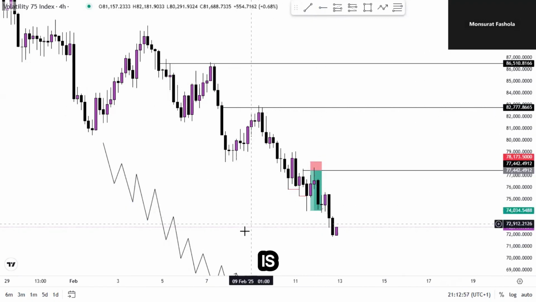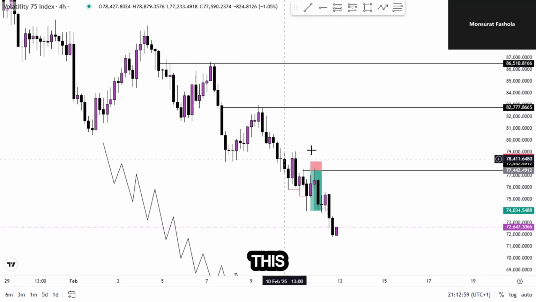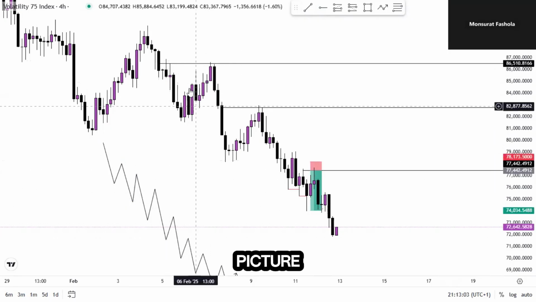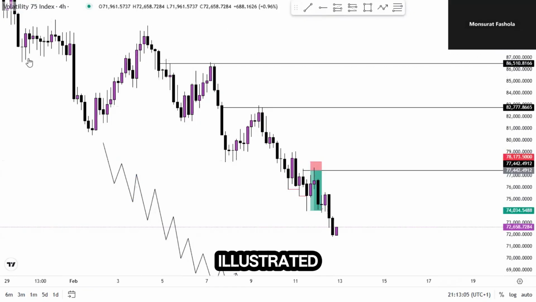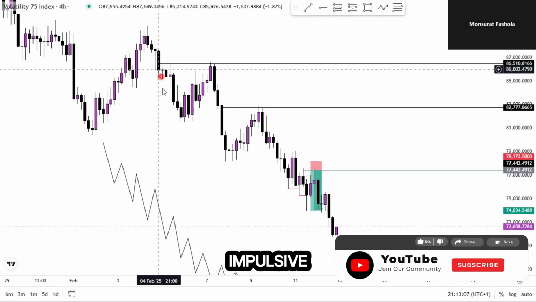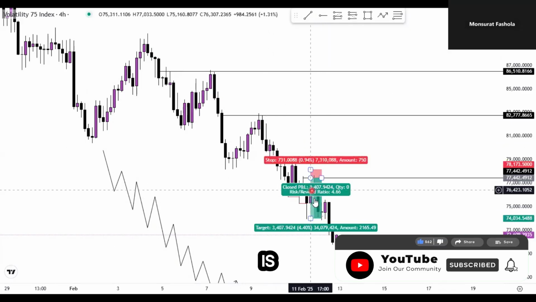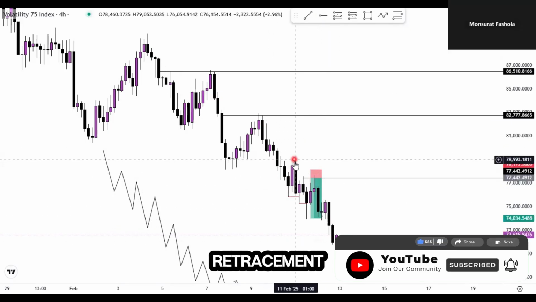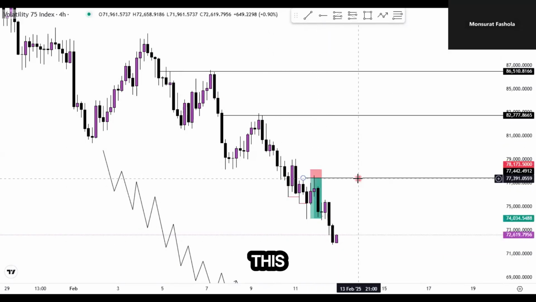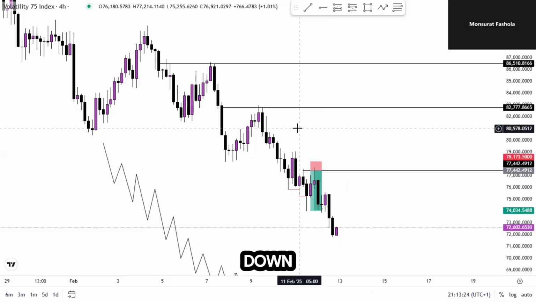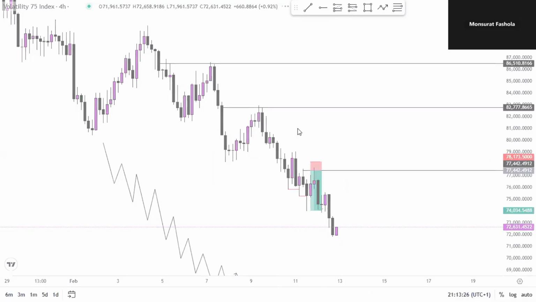Okay, now this is it, right here. Just picture this thing that I just illustrated here. Impulsive, retracement, impulsive, retracement. The whole of this is impulsive, though we have minor retracements inside this place. Now let me switch to the 30 minutes time frame, or rather, let me take it down to the 15 minutes time frame.